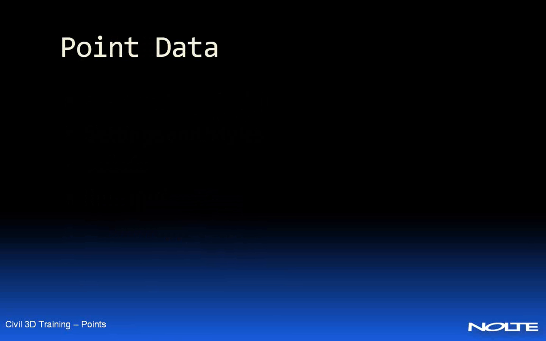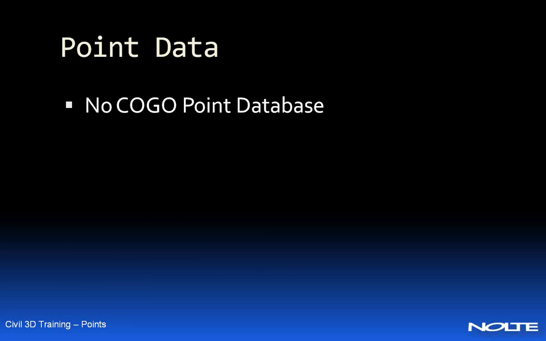All right, and we'll start off with point data. Unlike Land Development Desktop, Civil 3D does not have a COGO point database file. So we no longer have that points database file in the COGO folder like we're used to in Land Desktop. And what that means is when we do bring point data into Civil 3D, that data gets stored directly in the drawing file. So that data in one drawing is not available to any of my other drawings in my project. If I need to see the points in a second drawing, I would have to import the points into that drawing as well.